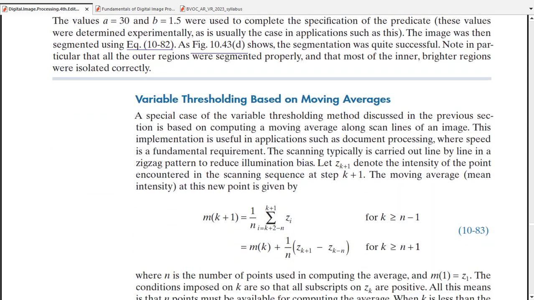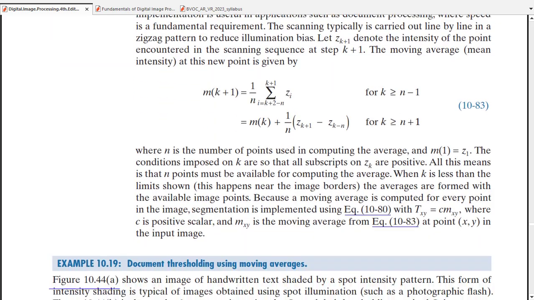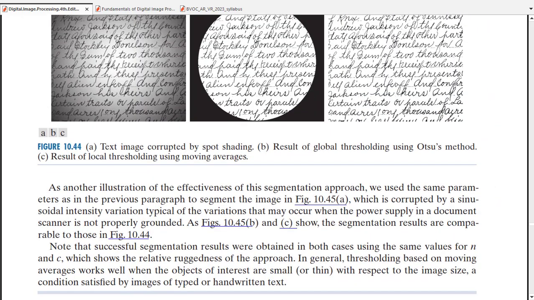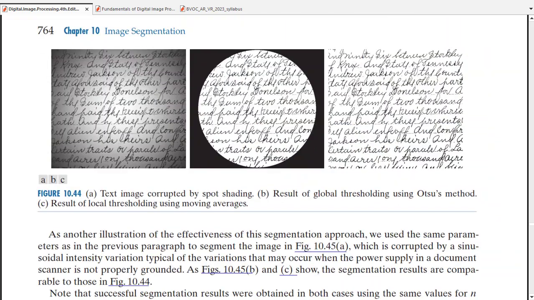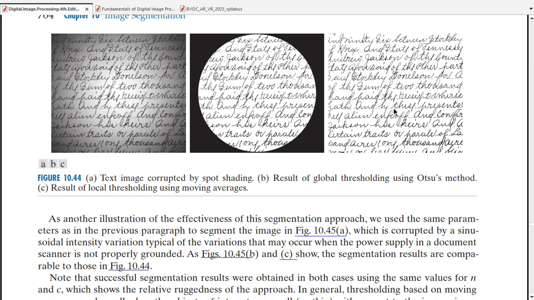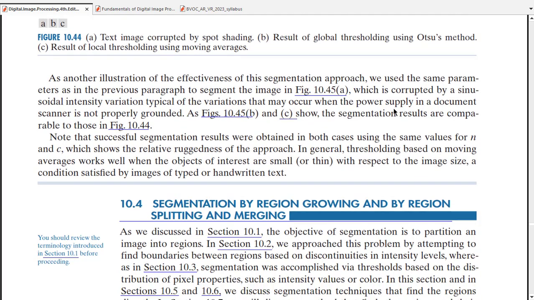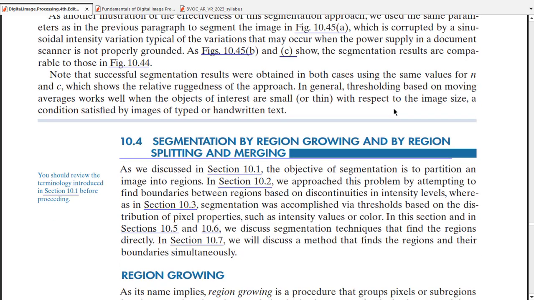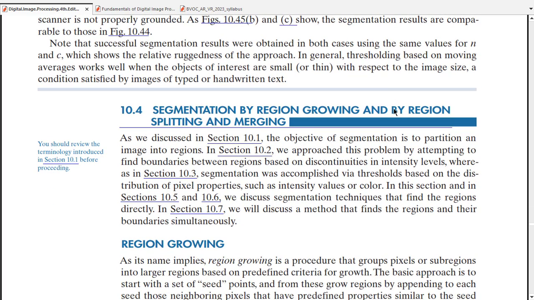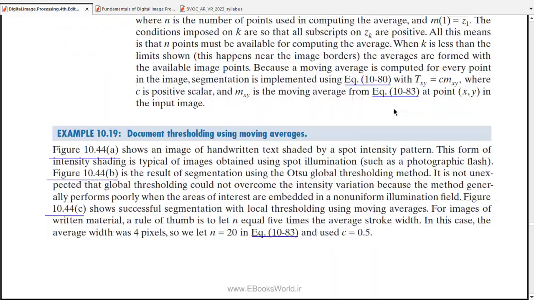So this is variable thresholding based on the moving average. And another model is supported for text images corrupted by spot shading. That is the result of the threshold for the Otsu method. So simply, all the darkness points will be removed to identify all the unscripted models. So these are the main things you come to study over the types of applications.